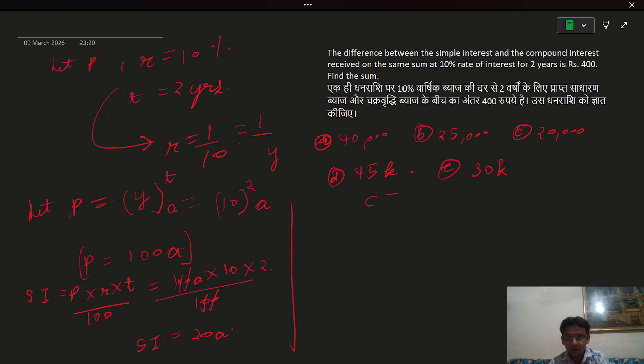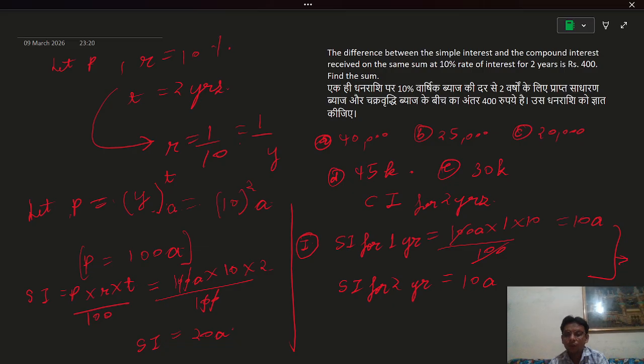Now here is the catch. How to find out compound interest for 2 years? There are actually many ways. Let's come to the first way. Let's find out simple interest for 1 year. It will become 100a into 1 into 10 upon 100, which is 10a. And the simple interest for the second year will be again 10a. So on adding these two, it becomes 20a.